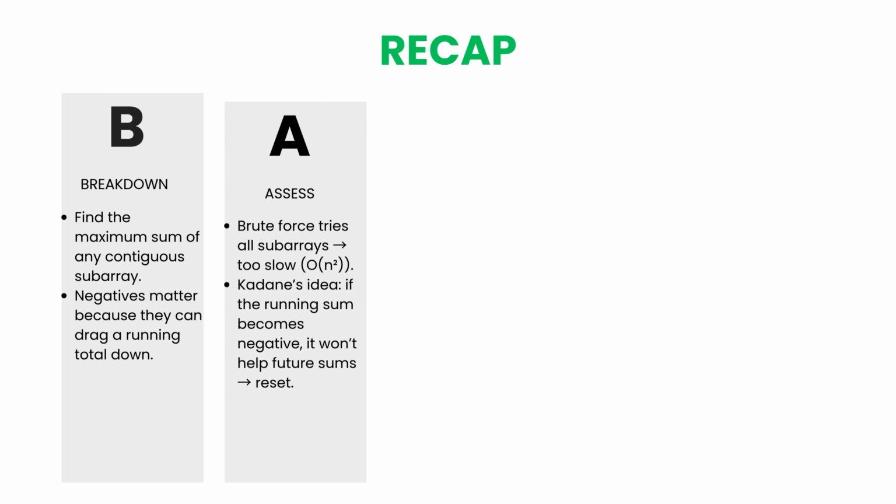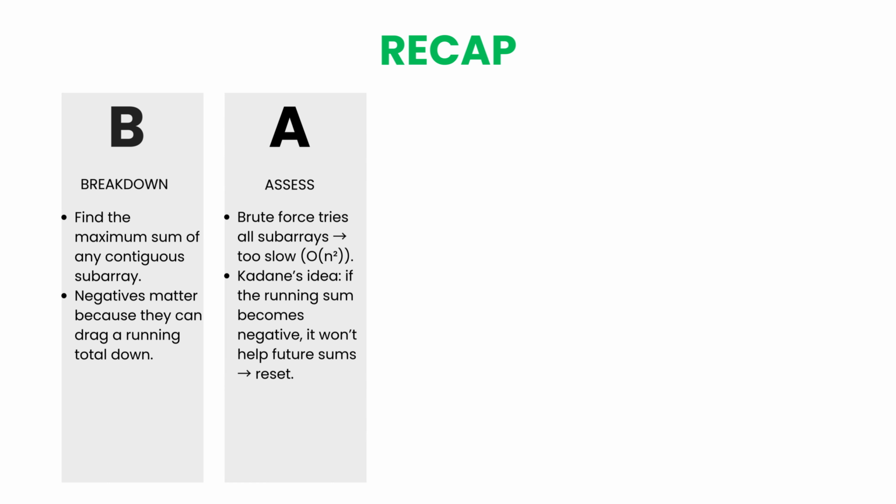We compared approaches and quickly saw brute force would be too slow since it tries every possible subarray. The key insight is the pattern behind Kadane's algorithm. If your running sum ever becomes negative, keeping it only hurts future totals, so it's better to reset and start fresh from the next position.